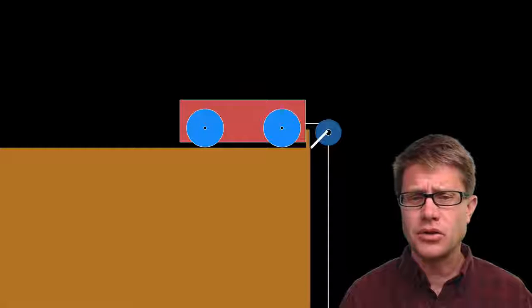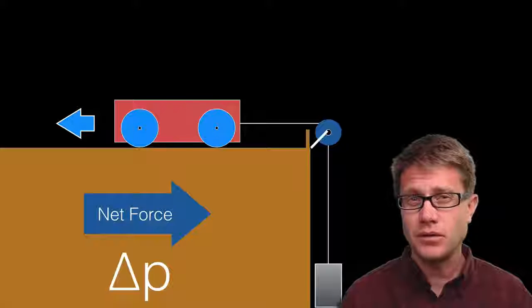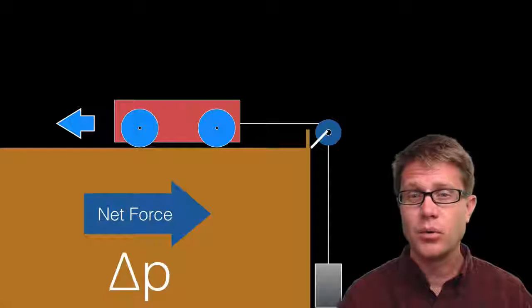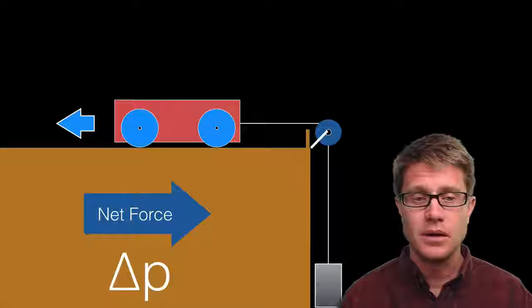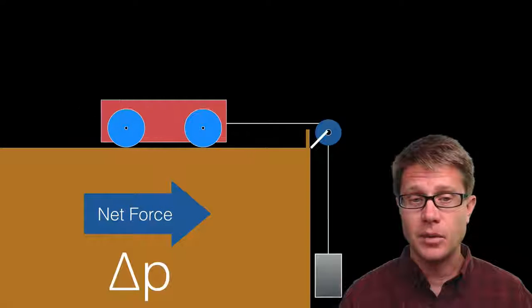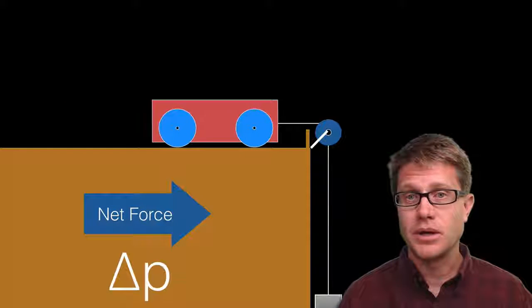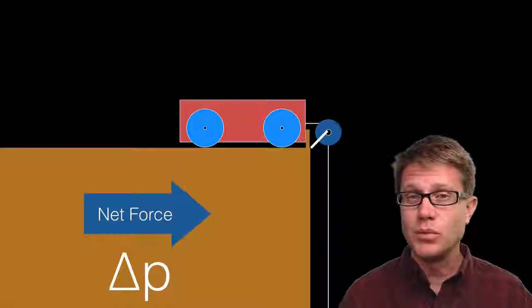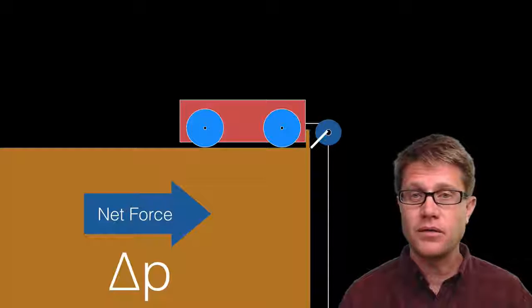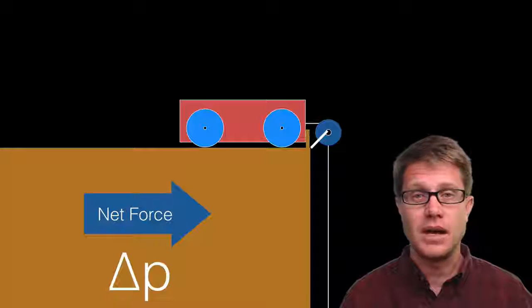But let's make it a little bit trickier. Let's say that object is moving now towards the left, but we're applying a net force to the right. What's going to happen? Well, eventually, let's watch, it's going to slow down and then it's going to start to accelerate to the right. And so even though it was moving to the left, as we apply a net force to it, eventually that momentum is going to move in the direction of the net force.